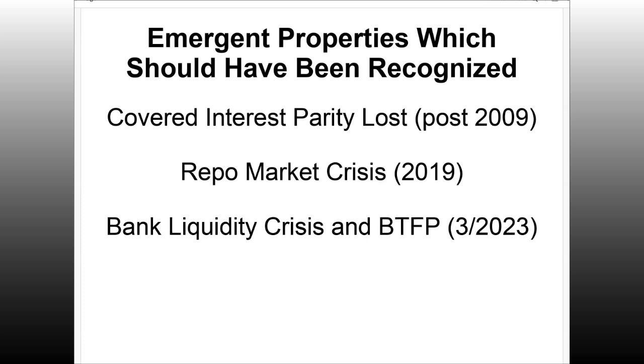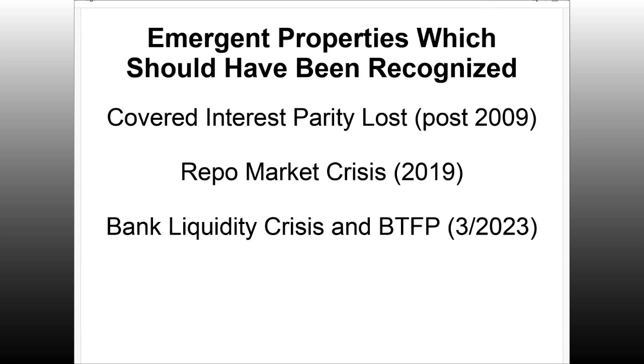It led to the failure of Silicon Valley, Silvergate, and Signature banks in March of 2023. And essentially, it was a duration problem. It was a negative convexity problem for the banks.